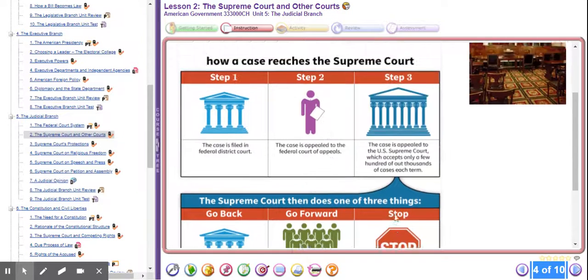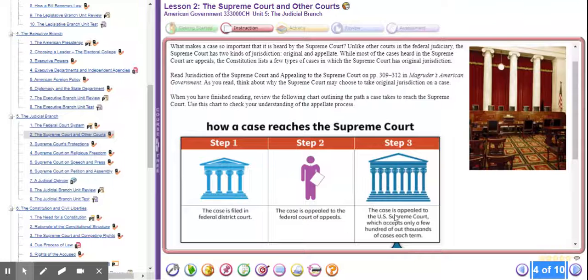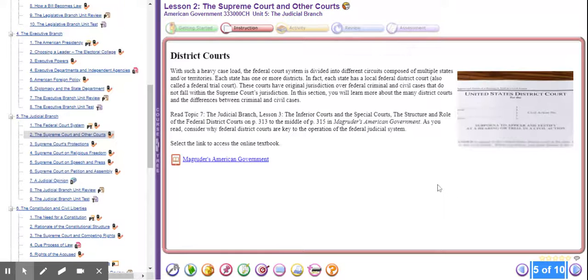Okay, so that's kind of the appellate way that a case reaches the Supreme Court. It's appealed from a lower court. But like I said, there are a few times where the case starts in the Supreme Court, and we call that original jurisdiction. You're going to have to read more about that, page 309 to 312, but be sure you understand the difference between original jurisdiction and appellate jurisdiction.